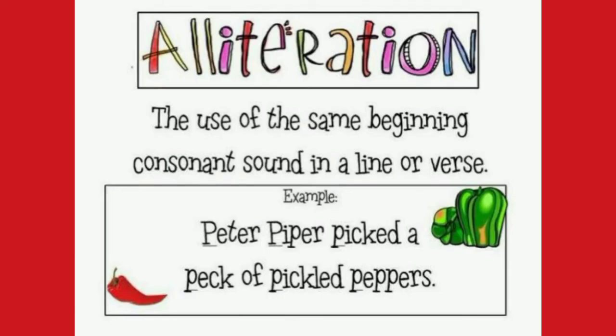The third figure of speech is alliteration. It is the repetition of consonant sound in the line. Example, Macavity, mystery. Here M is repeated. Head is highly, H is repeated. Side to side, S is repeated.